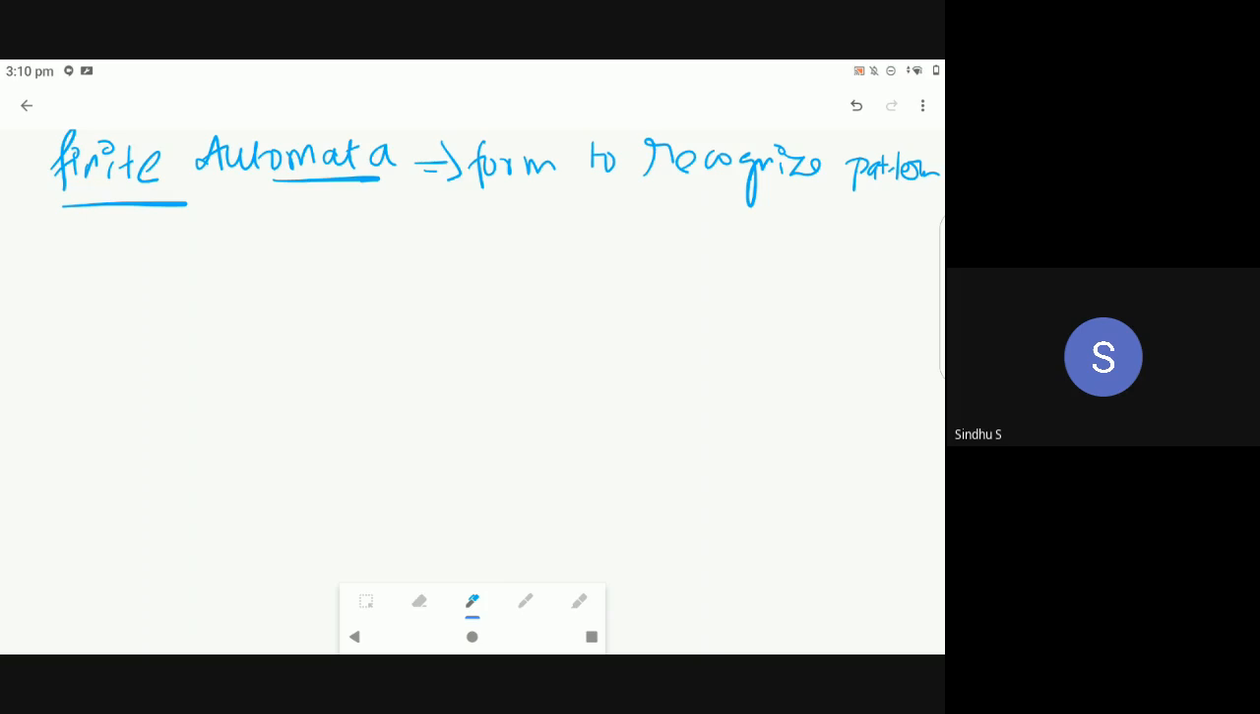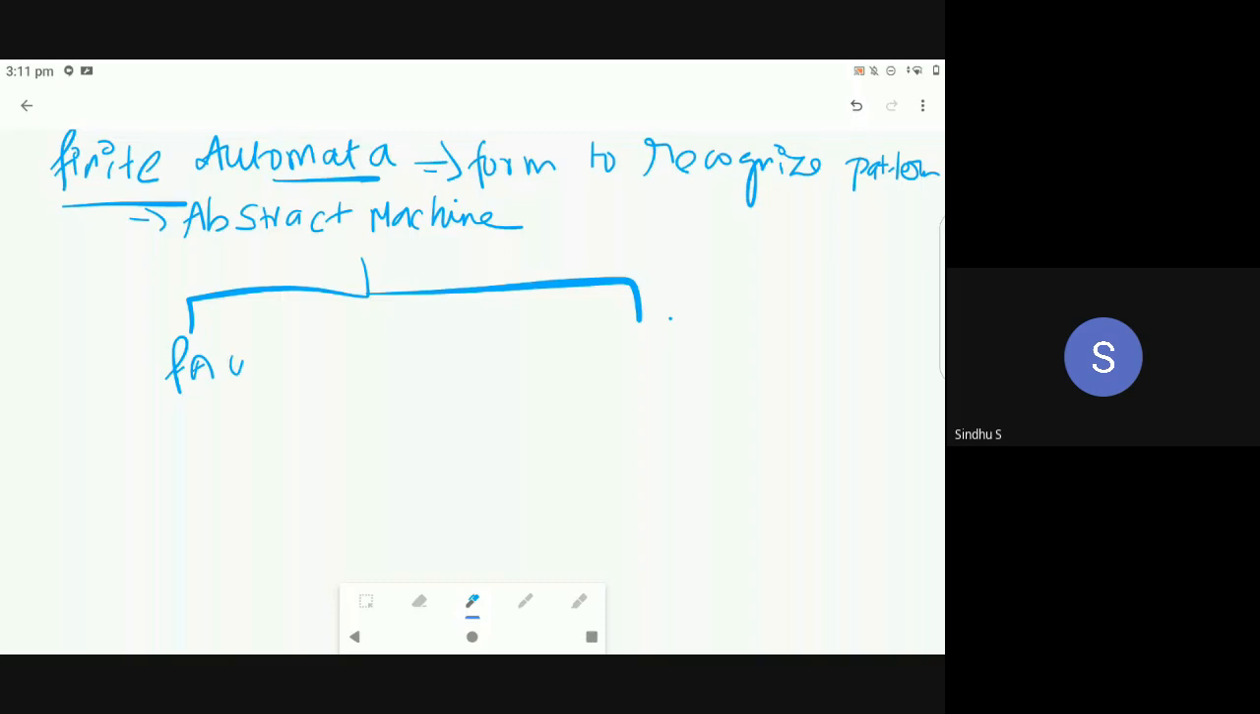Fine. And obviously it is an abstract machine. I have given enough definition about this abstract machine, why we call finite automata machines or abstract machines. The very first class itself I gave a definition for abstract machines. Finite automata has been classified into two major types: finite automata with output and finite automata without output.